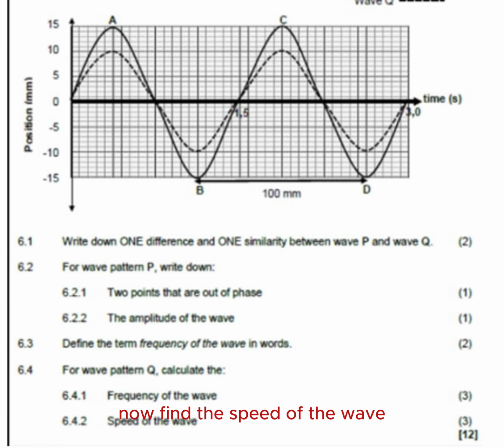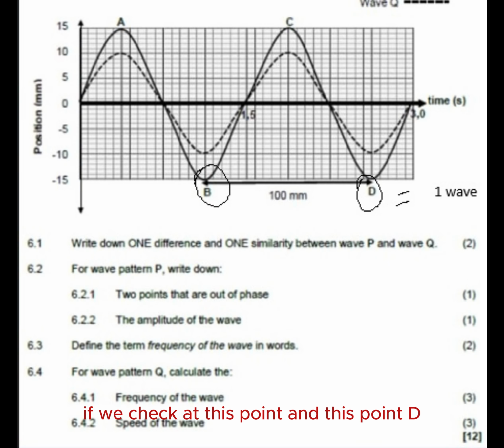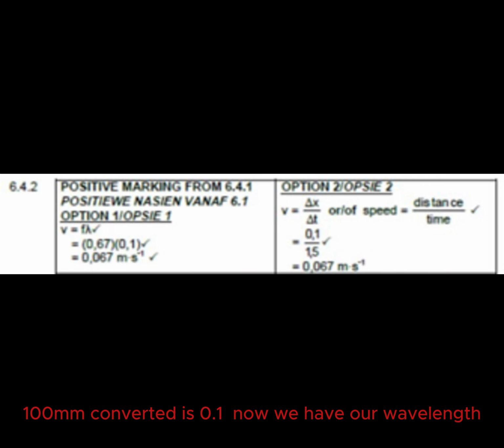Now it continues to say find the speed of the wave. So speed, how do we find speed? We don't know the speed. Yes, we are given the frequency. Do we know the wavelength? No. So where do we find the wavelength? We look at the diagram again. If we check at this point and this point D, this is going to give us one complete wave. So one complete wave is covering a distance of 100 millimeters. If you convert it, it's going to give us 0.1.